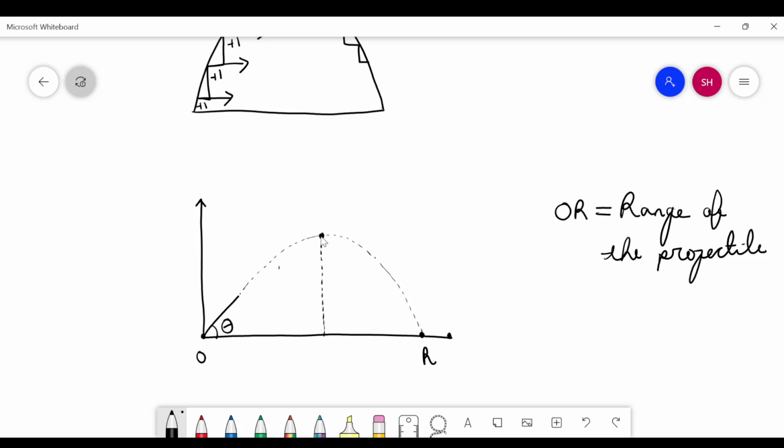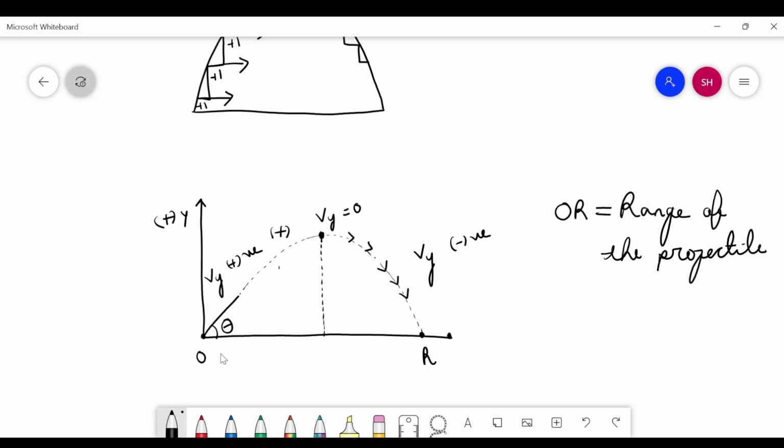An interesting thing happens at the maximum height here. The velocity in the y direction becomes 0. Here it was positive because it was going up, because we are measuring this direction as the positive y direction. Then eventually it will fall, which means it is going in the negative direction. Hence here the velocity of y will be negative, but in the earlier part the velocity component in the y direction was positive because it was going up.